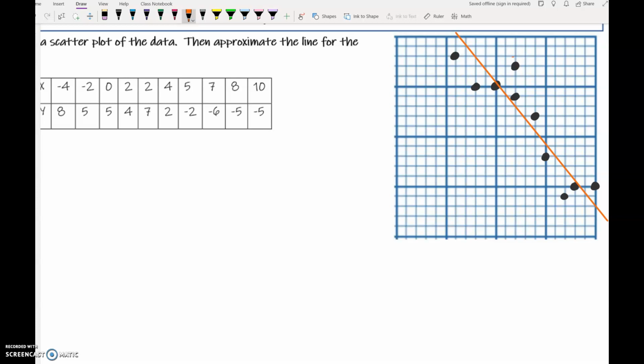So from this point onward, our work is likely going to look different because your line and my line are different. And once we get to the end, we'll see how similar our equations are. Your next step is that you need to pick 2 points on your line.